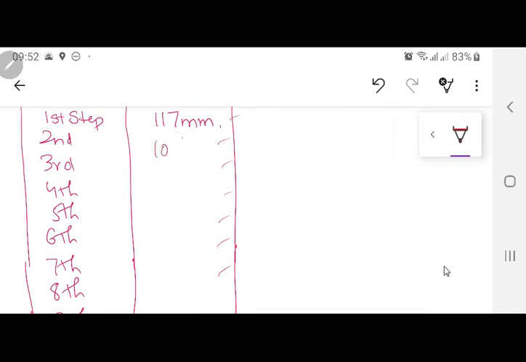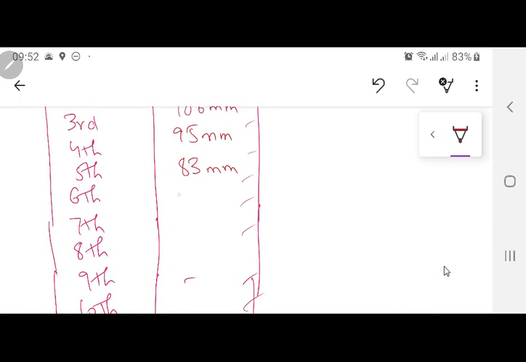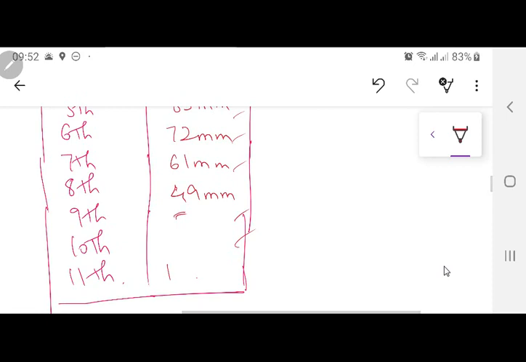ओके 106 mm जी. नेक्स्ट 95, 83 mm. कहीं पे 9 कहीं 10, यहाँ पॉप करते हैं जी. नेक्स्ट 72 mm, 61, 49 mm, 38 mm, again 27, and next is 15.4.